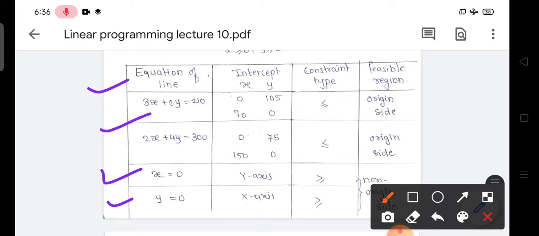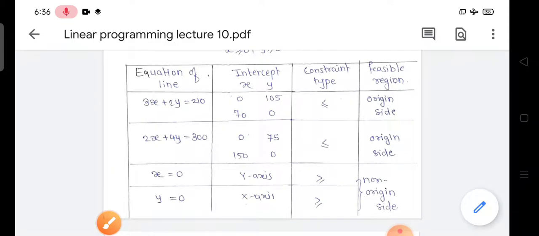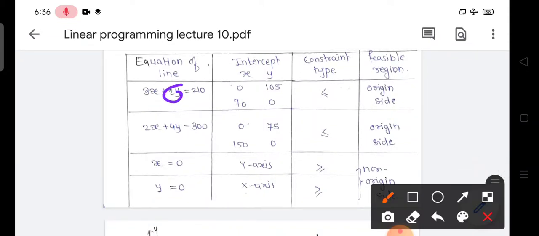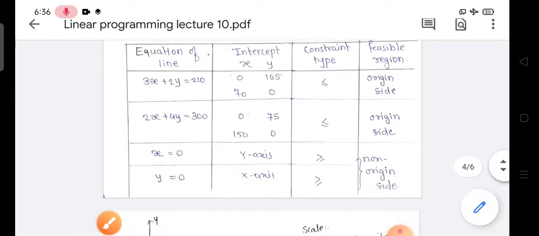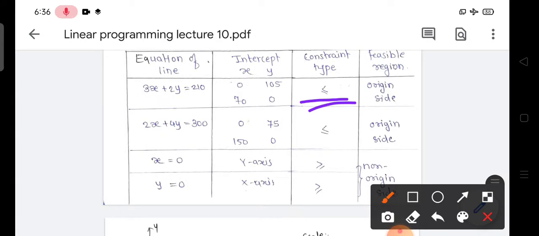Okay, inequalities must be written only in equation format. Find out the intercepts here. When the x coordinate is 0, 2y equals 210, that is 0, 105. When the y coordinate is 0, 3x equals 210, that is 70. Okay, what is the constraint type? Less than or equal to. Less than or equal to means what? The solution belongs to the origin side.